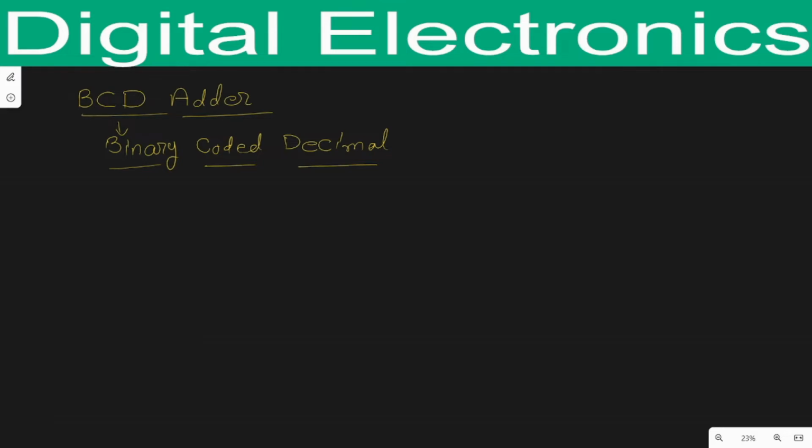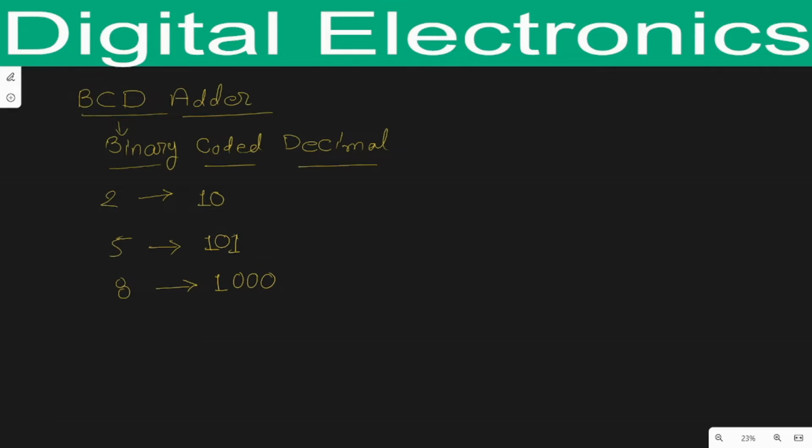Okay, so now what is BCD number? Suppose I am writing three numbers here. First I have written 2, then 5, then 8. So what is the binary form of 2? 2 can be written as 10 in binary. 5 can be written as 101 in binary. Okay, and 8 can be written as 1000 in binary.